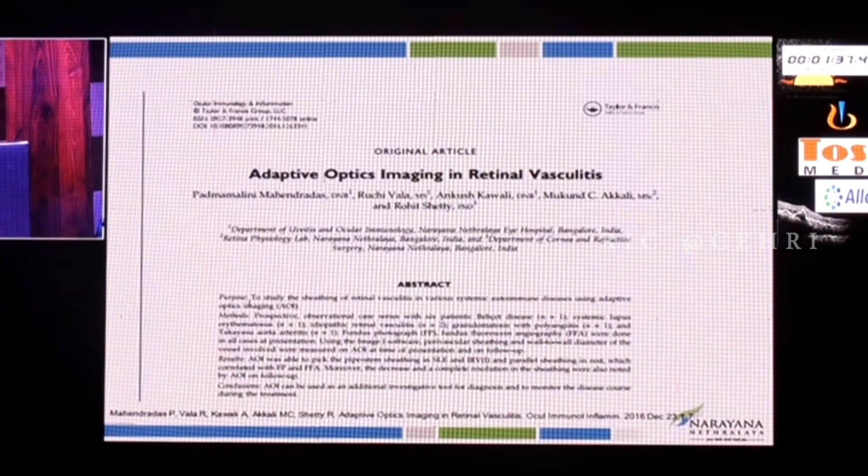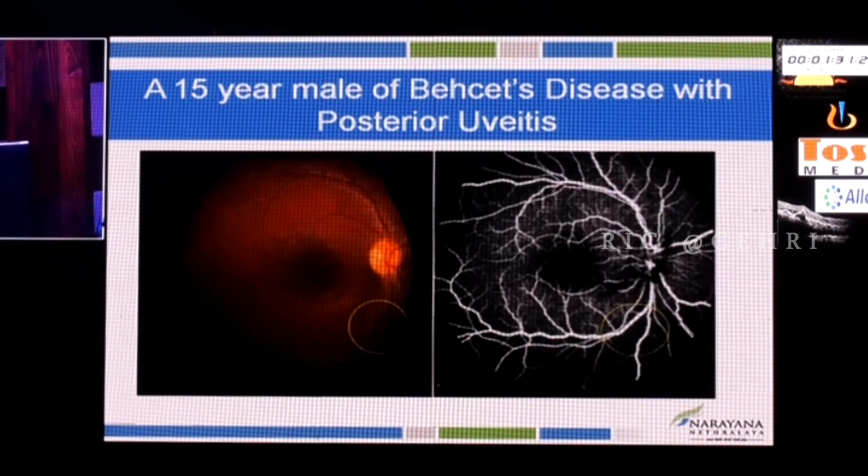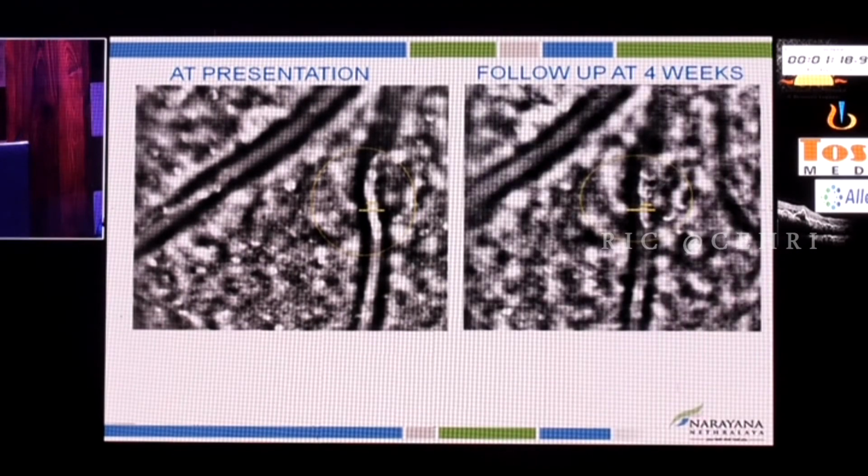Next, we'll move on to adaptive optics studying retinal vasculitis. Here is a 15-year-old male with Behçet's disease with posterior uveitis, where on the fundus you are not able to appreciate any sheathing. The FFA is also normal, but on adaptive optics, we could see the parallel pattern of sheathing. Following treatment with systemic steroids and systemic immunosuppressive therapy, we could see a decrease in the vascular sheathing pattern.